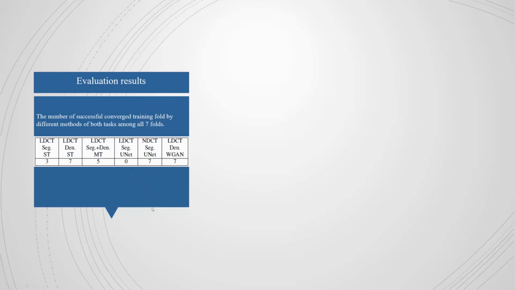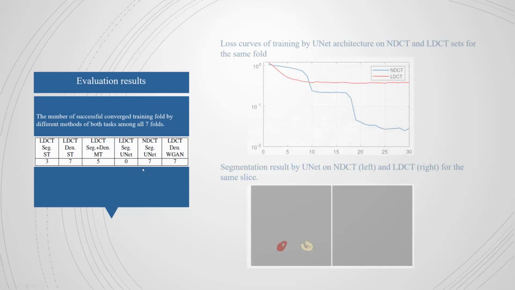For the segmentation task, the 2D UNet was successful for all segmenting folds on the ND-CT set, but it was completely unsuccessful for training on low-dose CT sets and got stuck on the local minimum point. The top figure shows the loss curves for two same training folds of UNet on ND-CT and LD-CT. The figure below shows the segmentation result by UNet on ND-CT, left, and LD-CT, right, for the same slice. As you can see, training on LD-CT converged to the background class only.